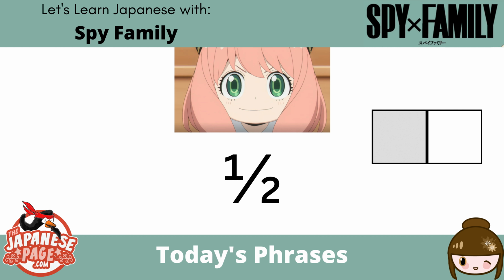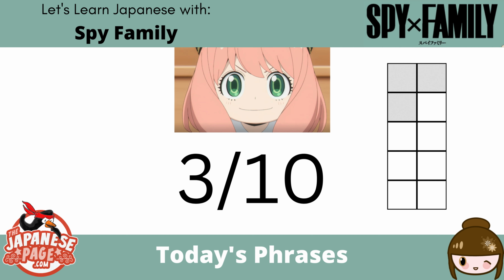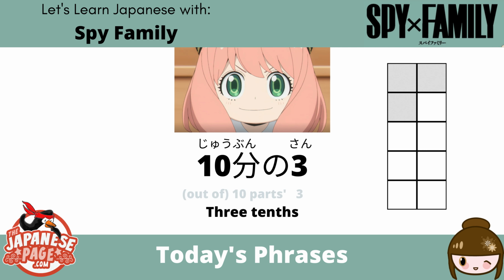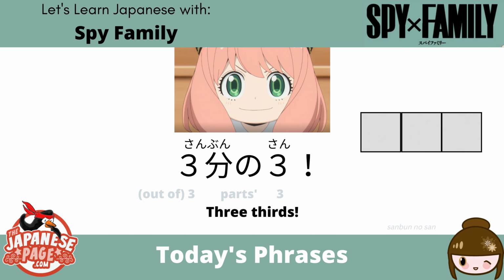So, how do you say 1/2? 2分の1. Here you're saying of the 2 parts that make the whole, there is only 1. How do you say 3/10? 10分の3. And then how do you say 3/3 or a whole?